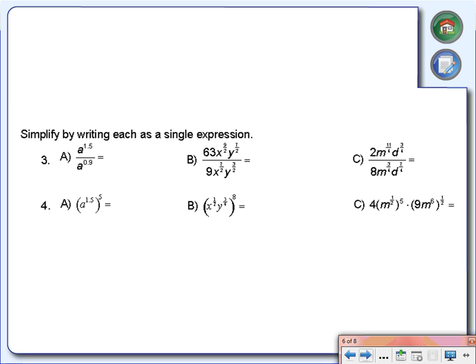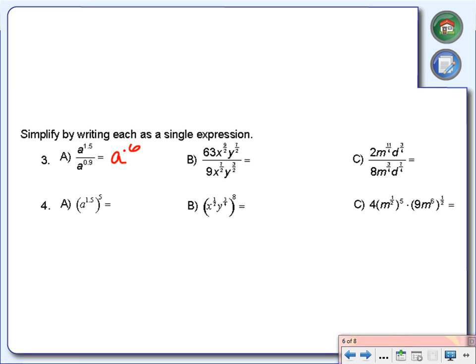Simplify by writing each as a single expression. So here we're going to go back to the rules that we talked about. First rule is division. What are we supposed to do with the exponents when we're dividing? Subtract. So use your calculators here, and let's subtract 1.5 minus 0.9. 0.6. That is correct. So we end up with a to the 0.6 power.